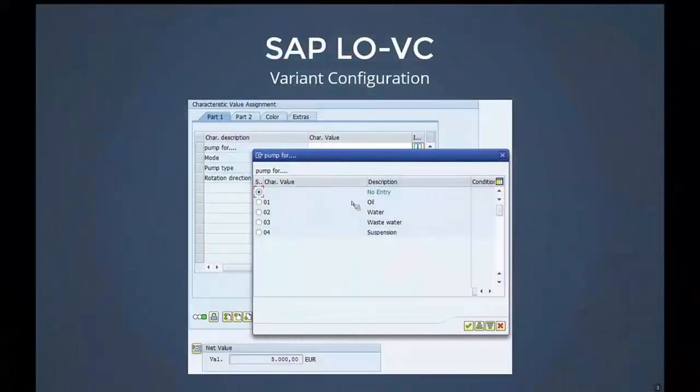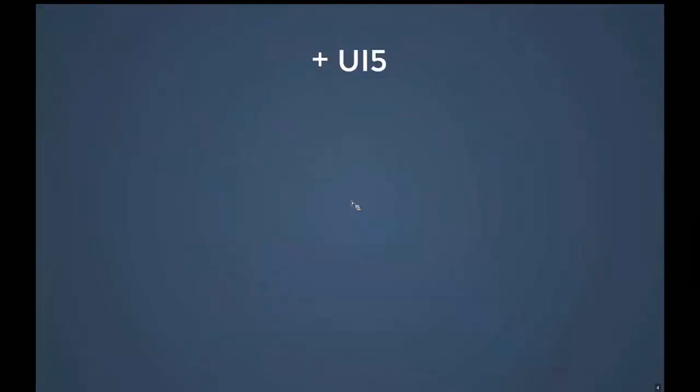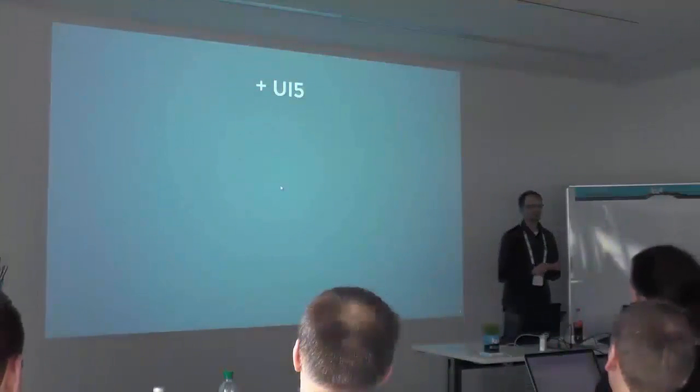In SAP GUI it looks something like this. This is for an example product. It's a pump, and that's how it looks, and it's powerful, but not really what people want to use these days. So we combined it with UI5.